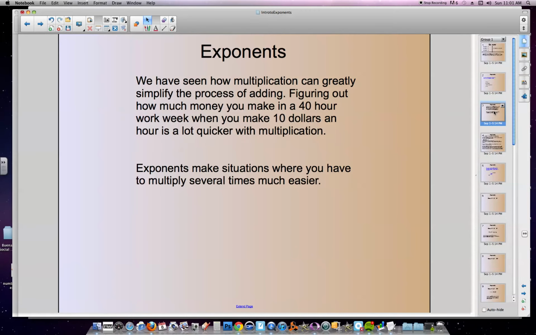So we've seen that multiplication can simplify the process of adding. If we work 40 hours a week making $10 each hour, instead of having to add 10 over and over again 40 times, we can just simply multiply 40 times 10, and that makes the process of adding a lot simpler. Well, exponents make situations where you have to multiply several times much easier. And this is a new operation, a new concept. You could say that exponents to multiplication is analogous to multiplication to addition.